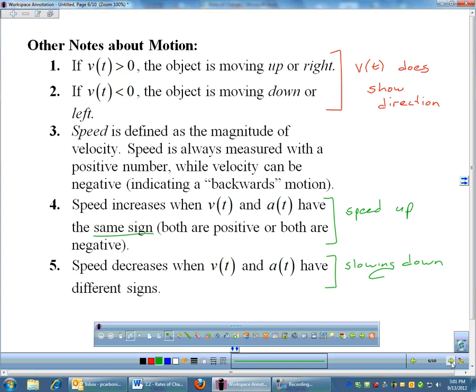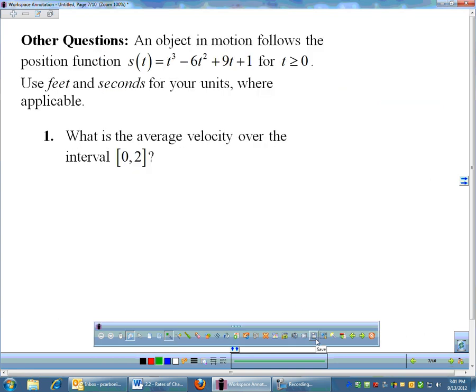I had one problem, and I'm going to ask several questions with this one problem. I give you an object in motion, I give you the position function, and I give you a note here to use feet and seconds as your units. So just kind of keeping track of that. The instant I see a problem that involves position, I will usually go right into getting the velocity and the acceleration. So while I'm looking at position here, let's go ahead and get velocity.